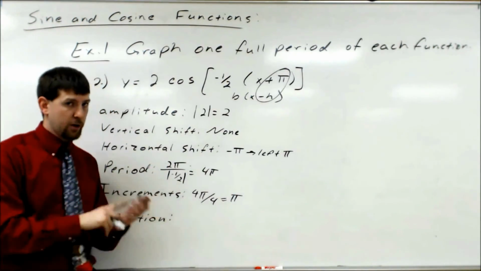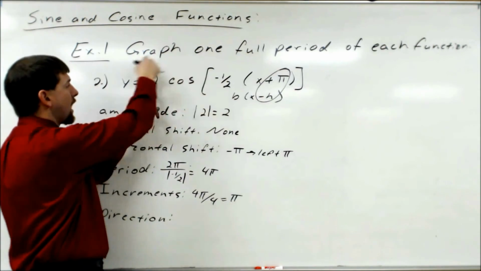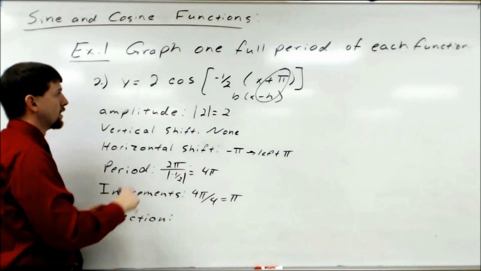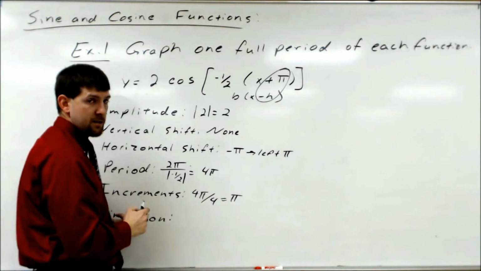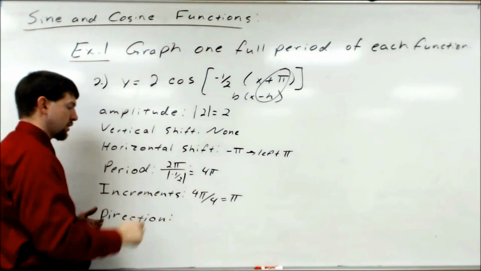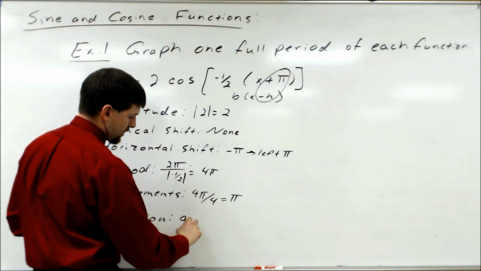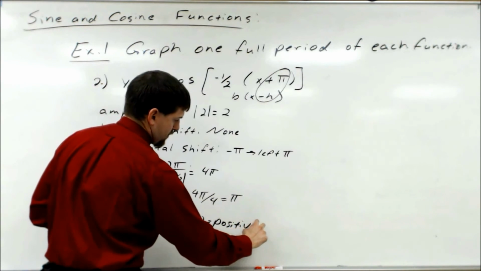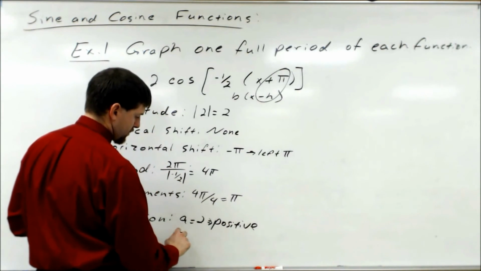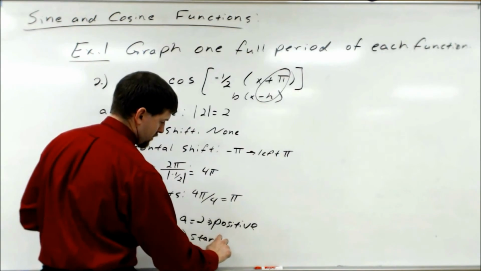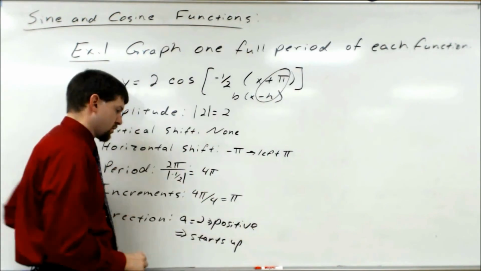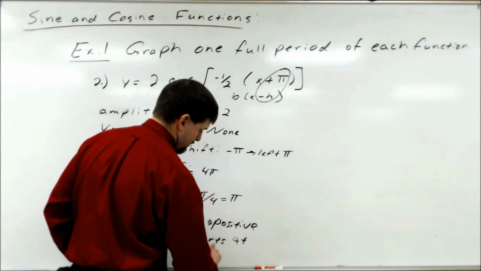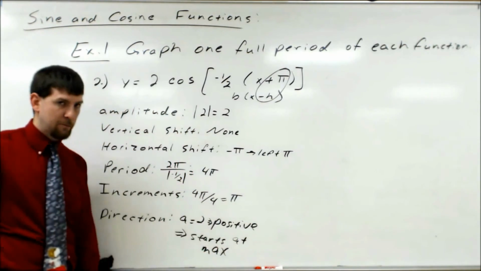And then the direction. Remember, for cosine, I don't look at both A and B. I only look at A because B does not affect the direction of cosine. If A is positive, the graph is going to start up. So for direction, A equals 2, which is positive, so it starts at max. It starts in that up position, in that maximum position.